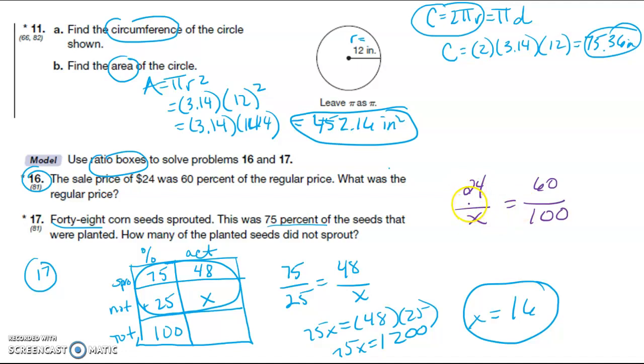I'm going to use this. So we have 60x is equal to 2400, and x is equal to... I got 40. And this is dollars. So I did it kind of a different way.